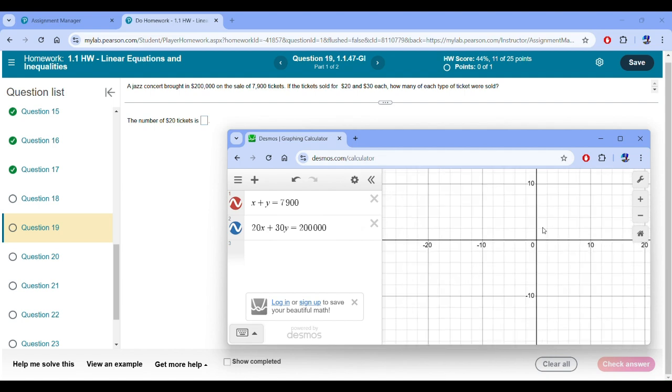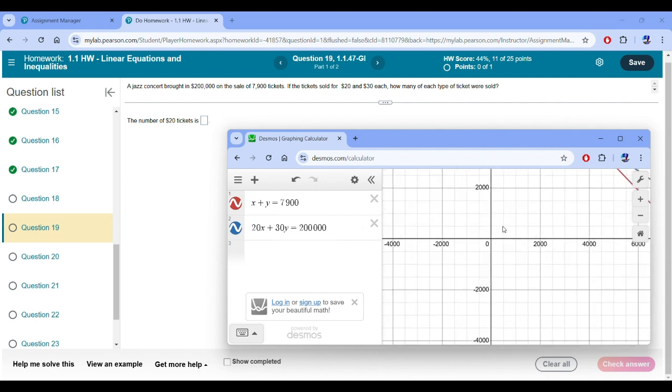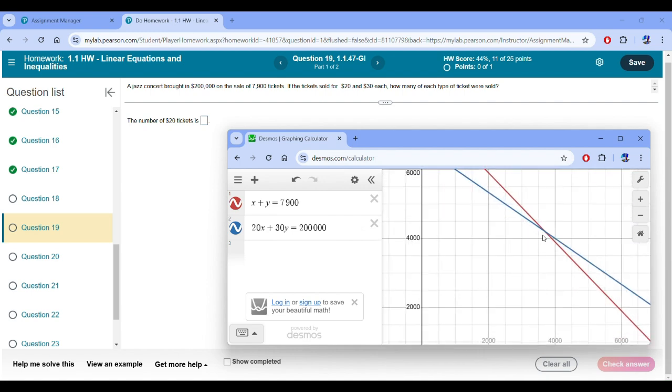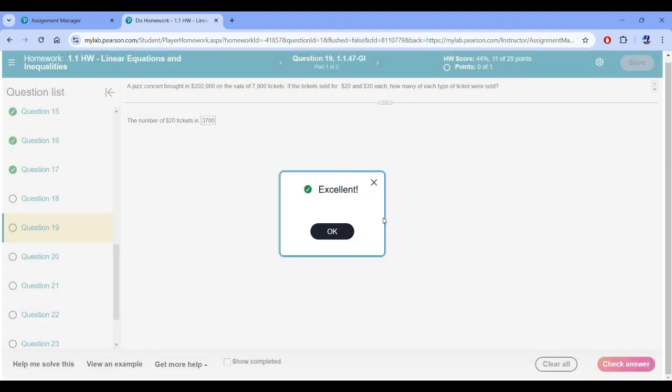Totally works. The beauty of Desmos is that if I start zooming out and look at these two lines and identify the intersection of them, it's 3700 and 4200. So how many of x were sold? X would be 3700, so 3700, boom.